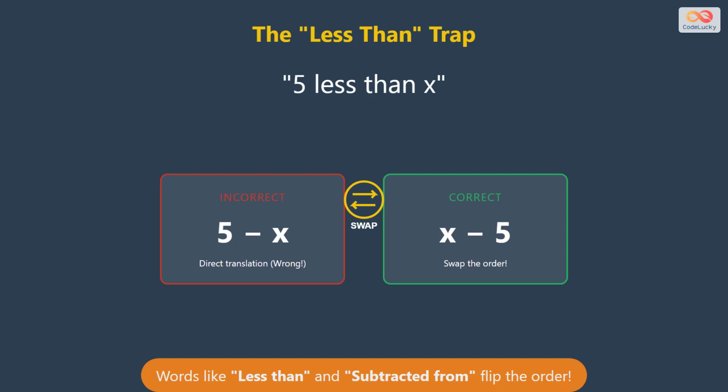This is the most common mistake students make. When you see the phrase, 5 less than x, your instinct might be to write 5 minus x. That is incorrect. Less than and subtracted from tell you to swap the order. 5 less than x means you start with x and then take away 5. So the correct way to write it is x minus 5.